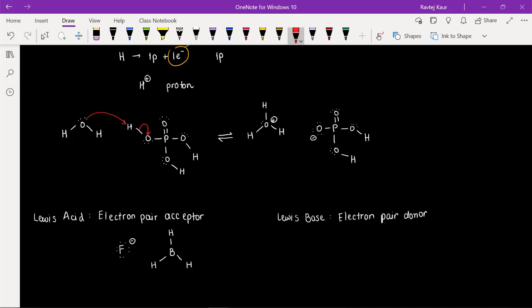So what it does, it accepts the electron pair from the fluoride ion. And this results in forming this. Now I'm not using the correct types of bonds here, because it is a tetrahedral structure. So it should actually be drawn like this.